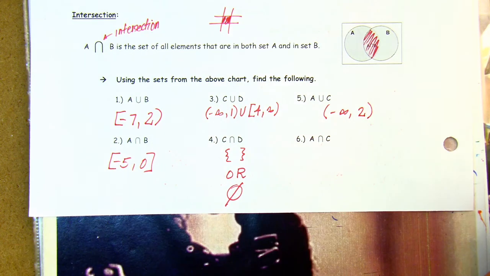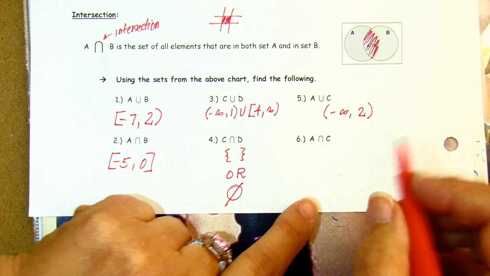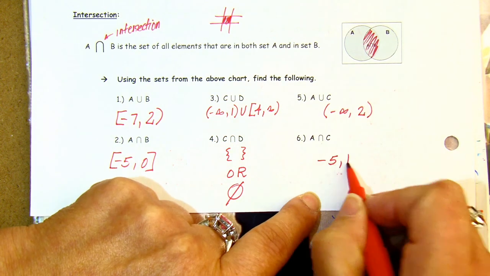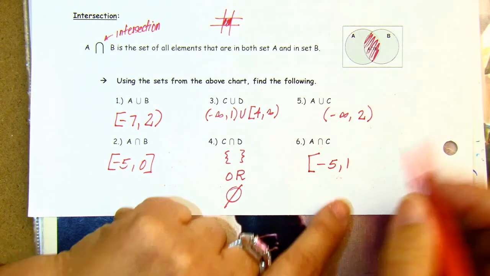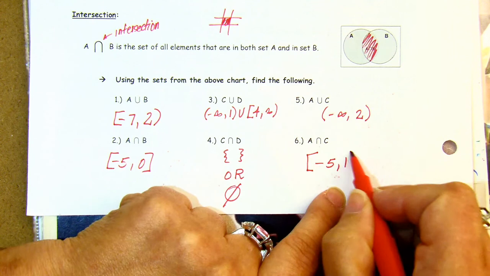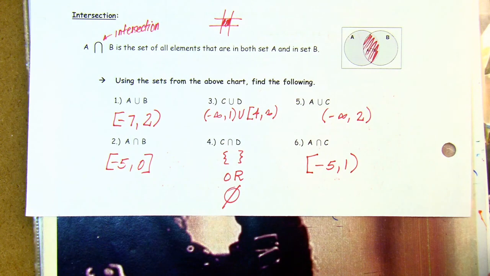And then if I'm looking for what elements A and C, those two sets, have in common, that's just the intersection of sets A and C. What do those have in common? Well, they have from -5 to +1 in common. So I go -5 to +1. There is a bracket on the -5 in set A and a parenthesis on the 1 in set C.